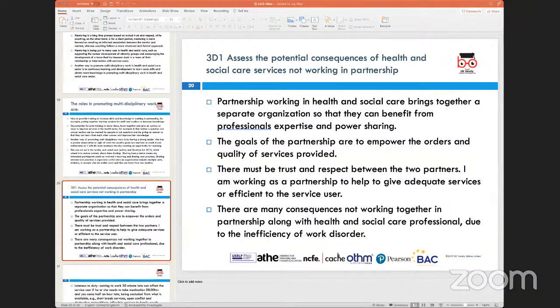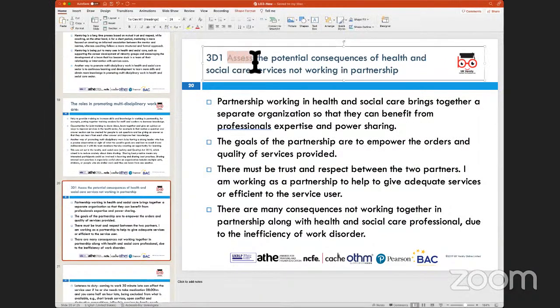Okay, so the distinction criteria is primarily focused on assessment. So we need to do some analysis and assessment on what could be the potential consequences of partnerships not working. So far in the discussion on the learning outcome, we've discussed a lot of things in terms of the benefits of partnership working. But if partnerships do not work, what could be the disadvantages?